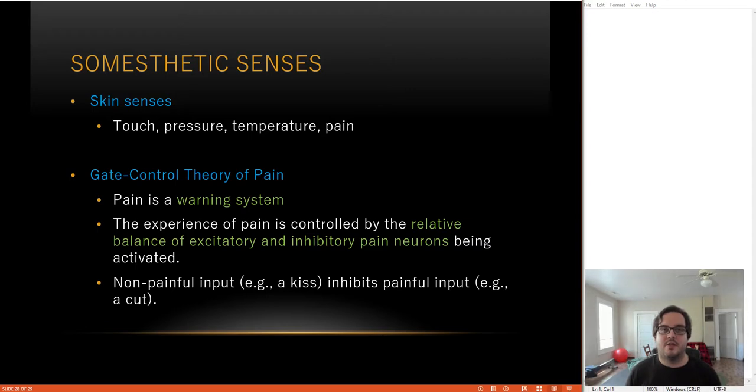What's happening there is, when you're running from something, the priority is you need to get away from that bear. So your body will actually not tell you that something has happened to you, that you have gotten an injury, because it's more important for you to focus on getting away than it is for you to focus on the wound. The wound can be taken care of later. So your experience of pain is controlled by the relative balance of excitatory and inhibitory pain neurons. That is the gate control theory of pain.